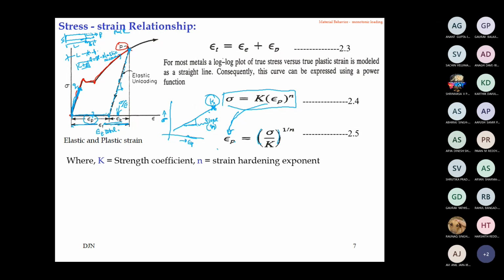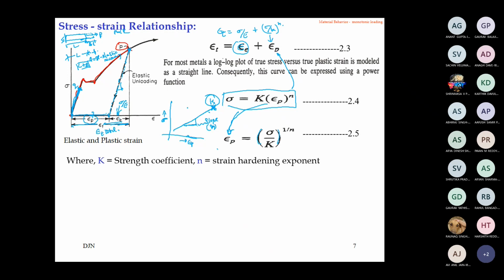So this power law we will rearrange and fit into the corresponding locations for epsilon p and epsilon e. Epsilon e means elastic strain, which is recoverable, and is given by the equation sigma by E. Plastic strain is given by the equation sigma by k to the power 1 by n. So this is the expression for the total strain in the material.